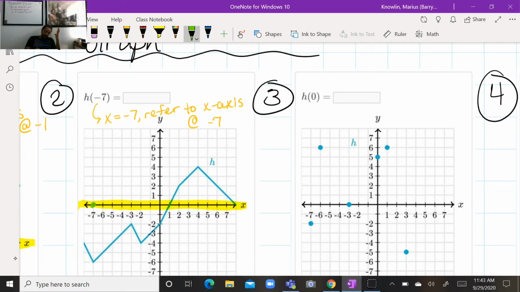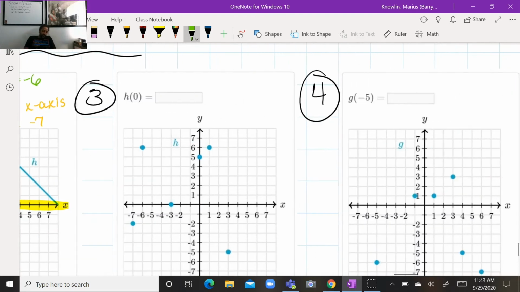And now I need to find the function of h, which is that blue line. So I'm going to go down this time, right there. And then I need to go to my y-axis. And the number that it intersects at the y-axis is -6. So when x is -7, y equals -6. That would be our answer for number 2. Alright, let's take a look at number 3.